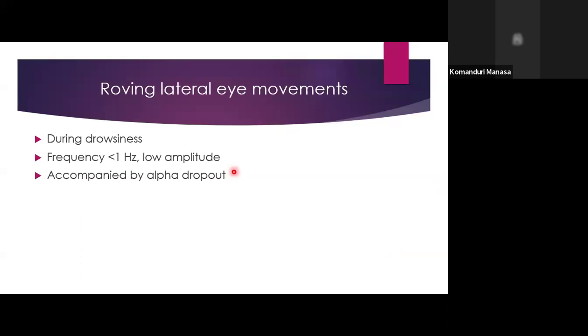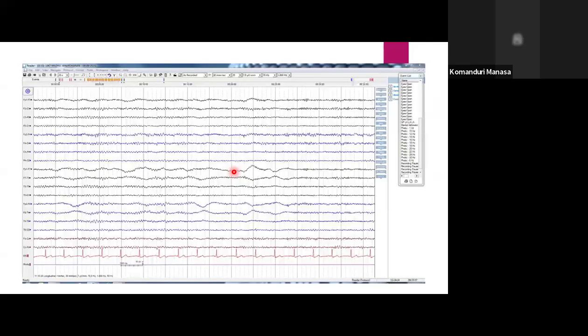Roving lateral eye movements occur during drowsiness. These are of the frequency of 1 Hz and low amplitude, accompanied by the alpha dropout. These are the slow roving eye movements which are seen during the state of drowsiness, along with the alpha dropout, which you can see in the posterior channels.